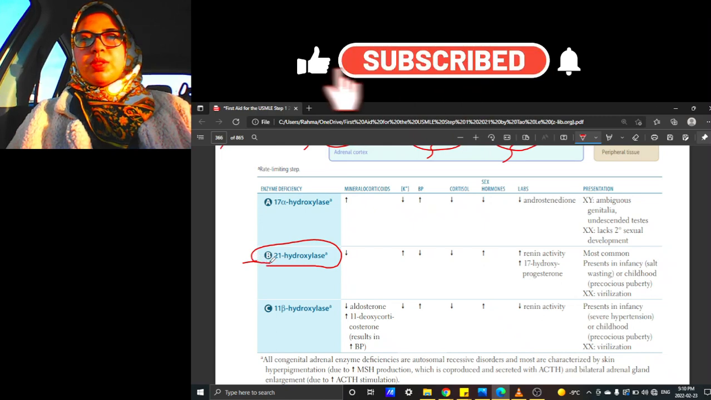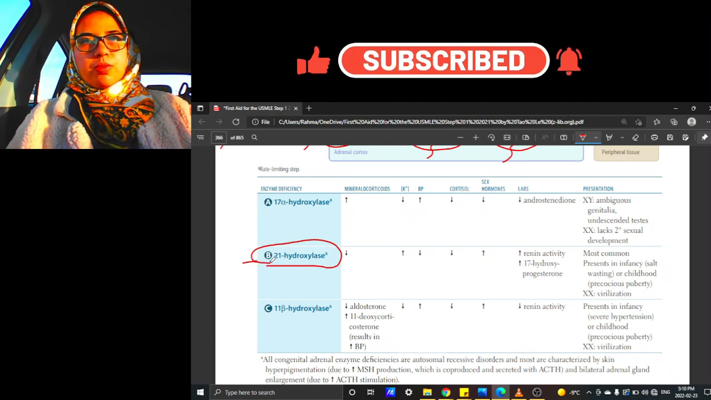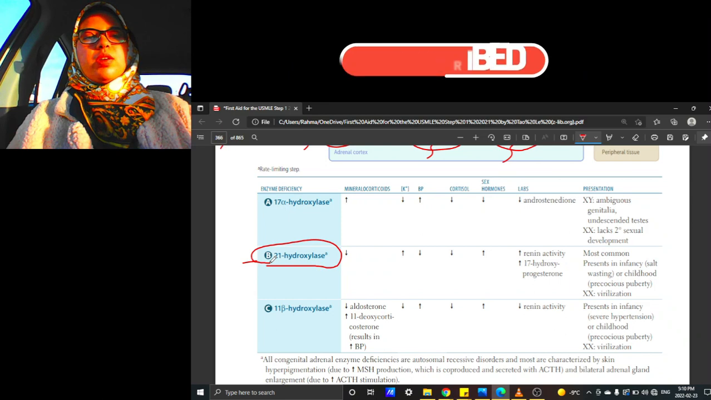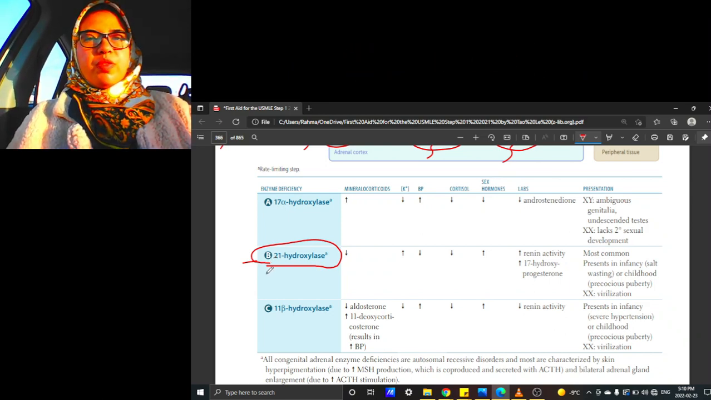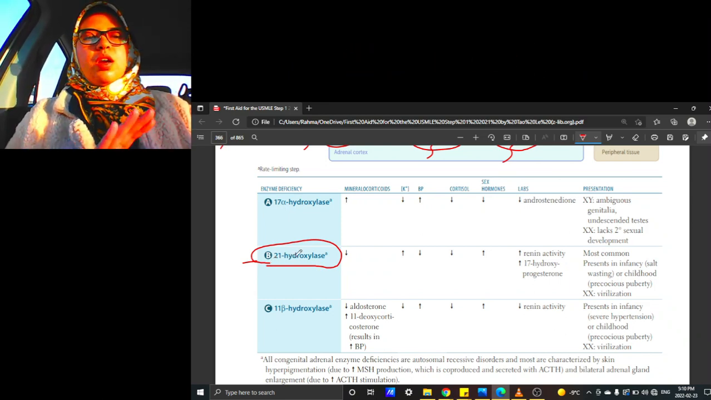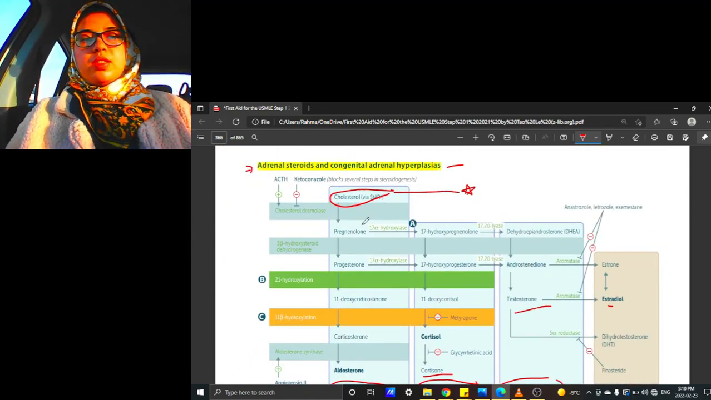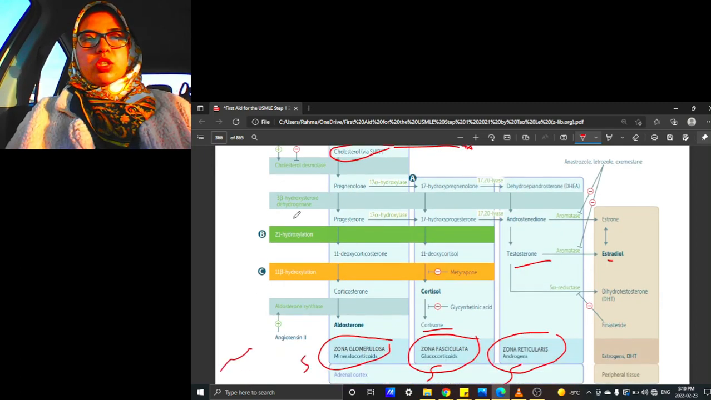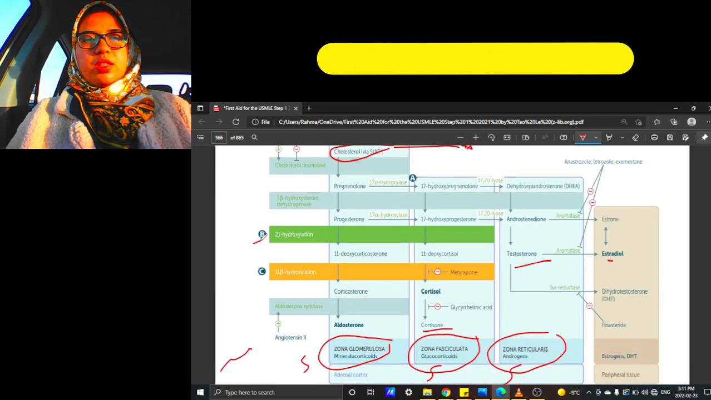So for our simplicity's sake, we're going to go with the most important one, the most common one that you might be asked questions on, and the most common one you would find clinically, and that is 21 hydroxylase. Now, without looking at this chart, we're going to break down and see what is going to happen. So 21 hydroxylation happens here on step B.